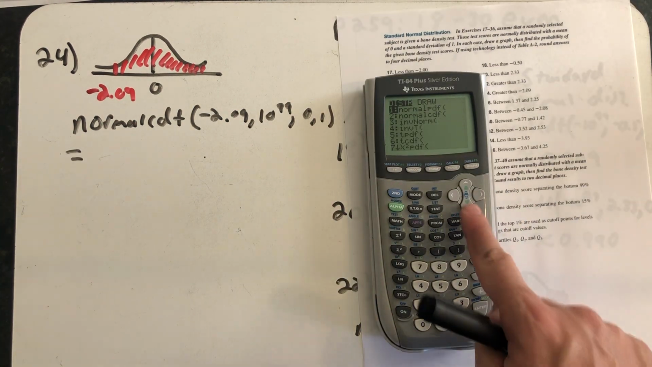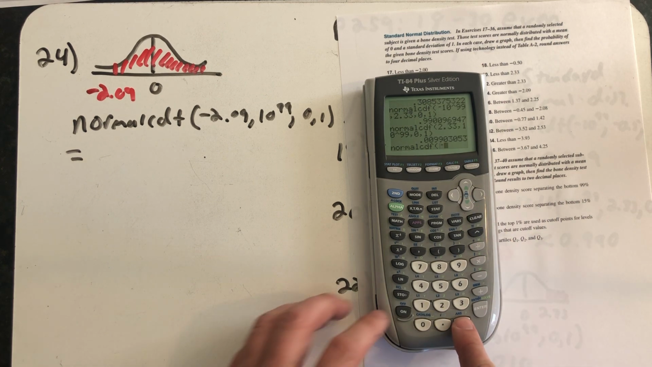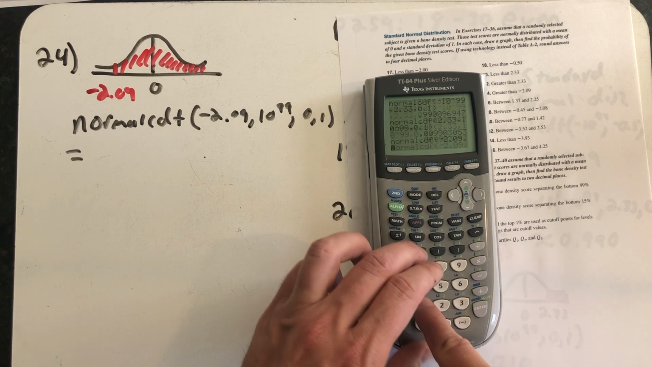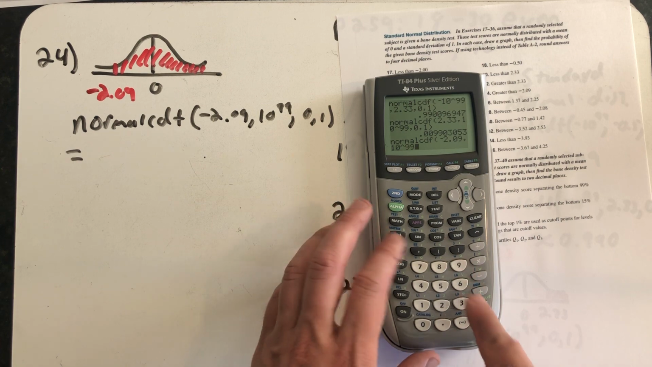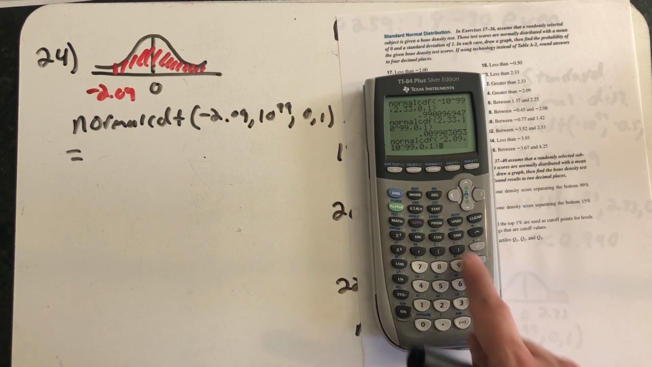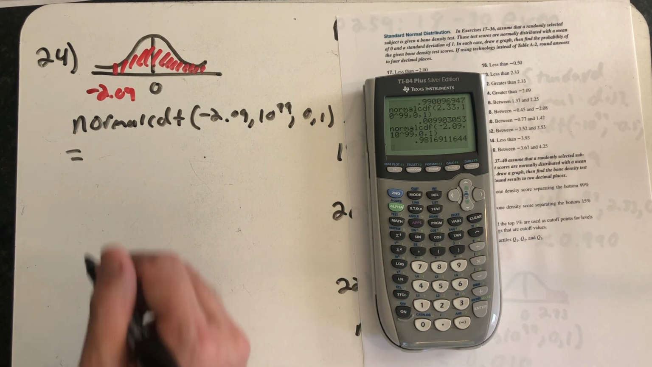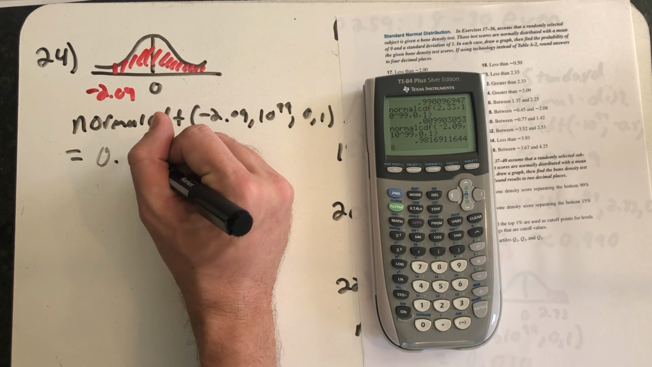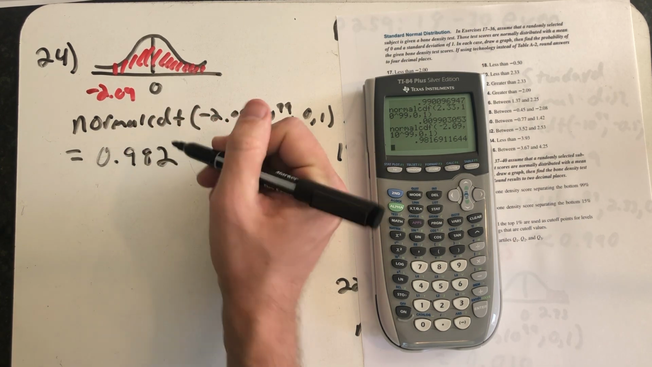So, back into the distribution menu. Minus 2.09, this time all the way to the right, so 10 to the 99, kind of fake out an infinity. And then there's my probability, 0.982.